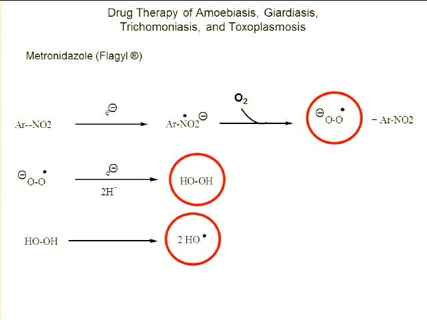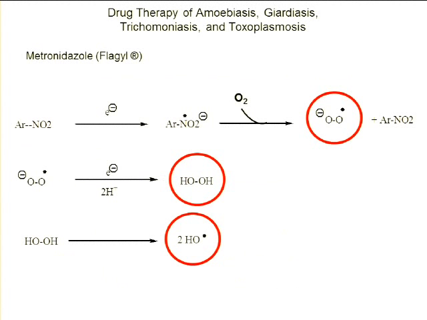So the aryl nitro is going to be oxidized in the presence of oxygen. And that forms, first of all, this species. This is a superoxide molecule. And it is highly reactive. It's superoxide. We talked about this in nervous system, if you recall, with monoamine oxidase inhibitors. There's Dr. Pollack driving away. Monoamine oxidase inhibitors.